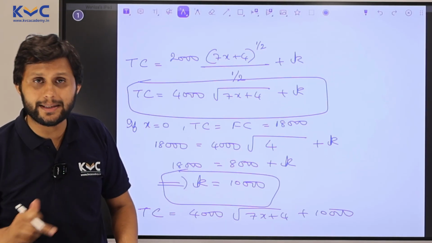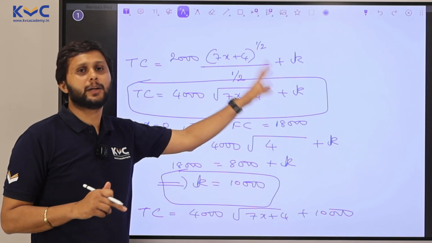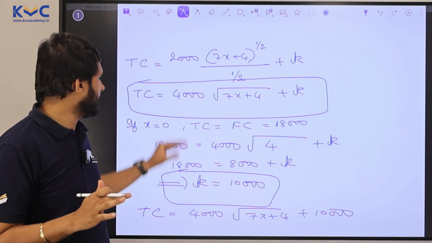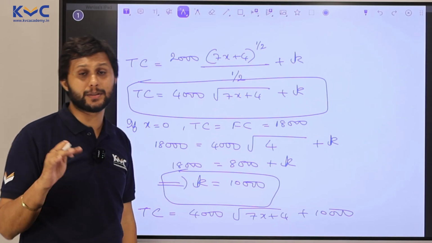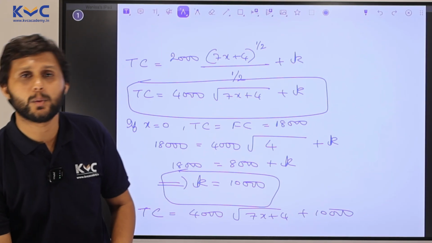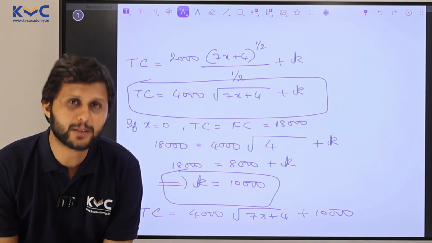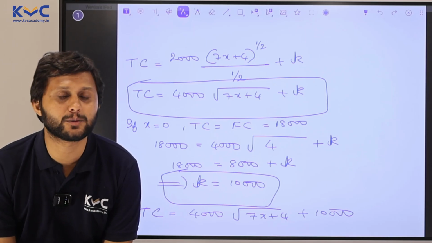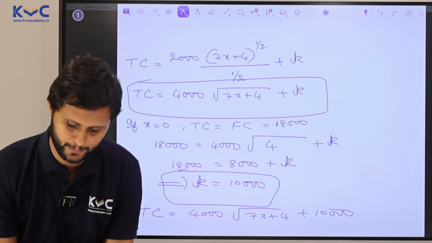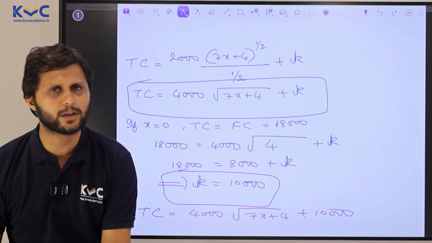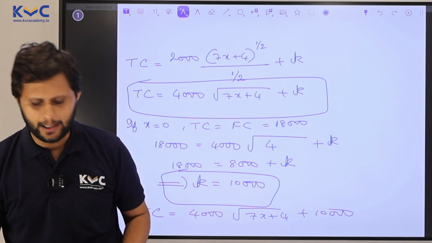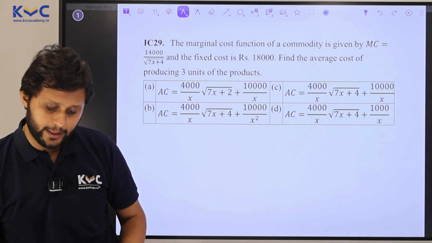That's why what we do is, after we get this value of k, to find the value of k, we have to do this. X is equal to 0. Why x is equal to 0? Because when units produced are 0, we still have fixed cost. My total cost becomes fixed cost. Little confusing. You watch this again a couple of times, you will understand. And we can go to the next question after that.